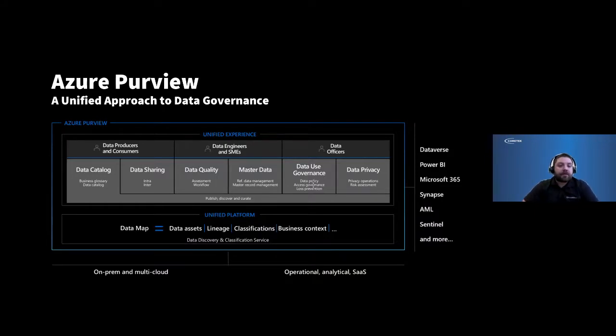Then you get to the data engineers and your subject matter experts. They're going to care about data quality and master data management. That's where they're going to focus in, and that's where Purview can help there too. And on the right side is data officers. They're going to probably be most concerned about data use governance and data privacy. This is really where data loss prevention comes into play, applying those sensitivity labels and ensuring the data is being used in a proper way that adheres to business policies.